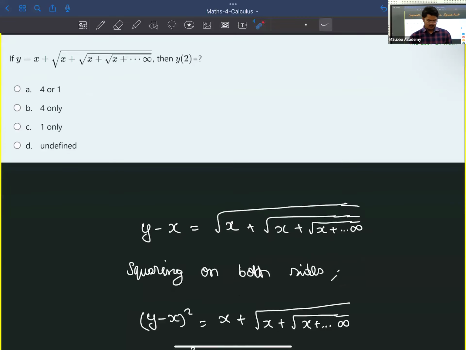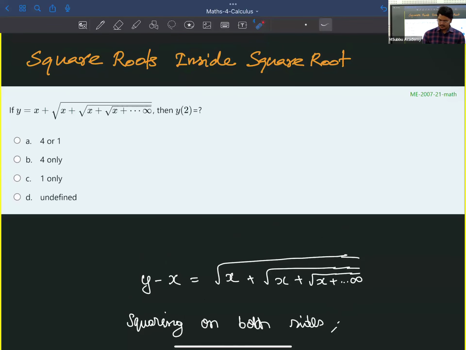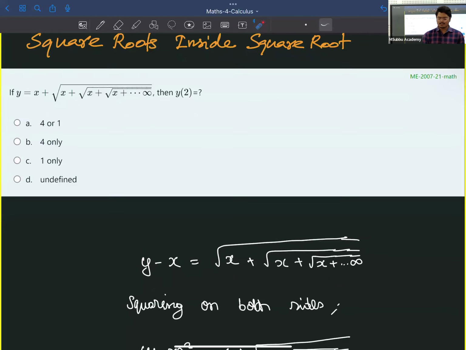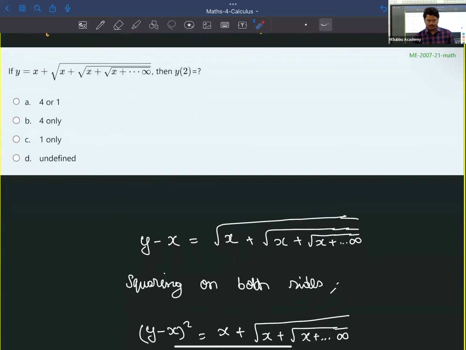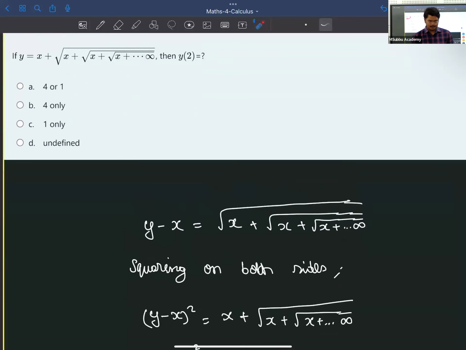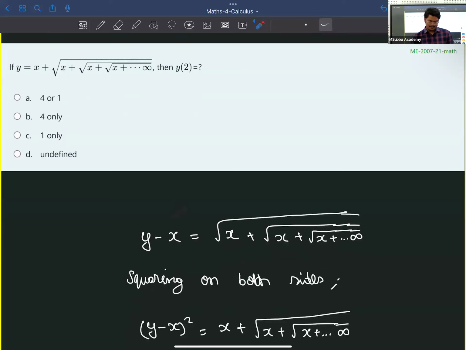Now this is a common question, which can be asked in different terms. So y is equal to x plus root of x plus root of x plus root of, and so on to infinity. They'll give us a function and we have to find y of 2. So first we have to find the function. Just take this x this side. So y minus x is equal to root of x plus root of x plus root of x, and so on to infinity.